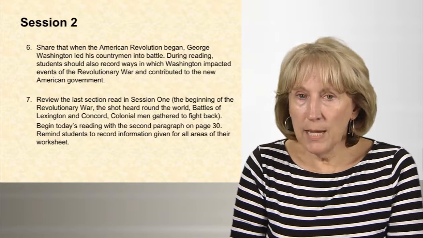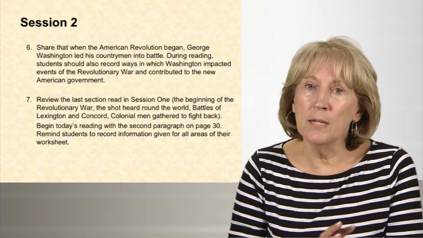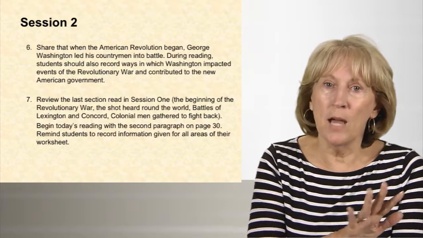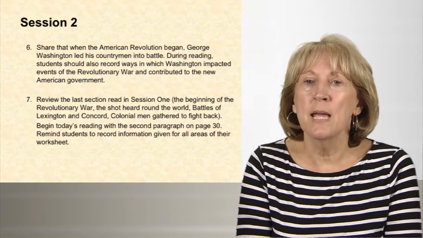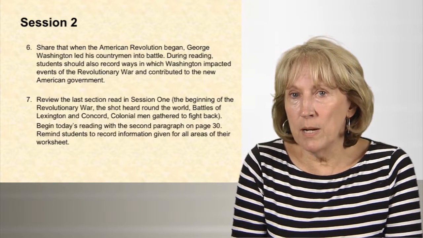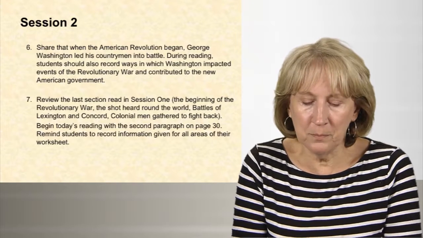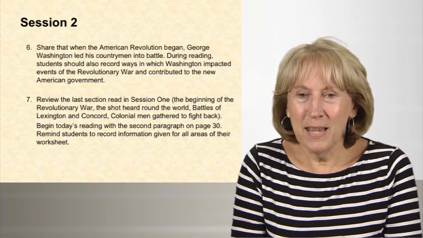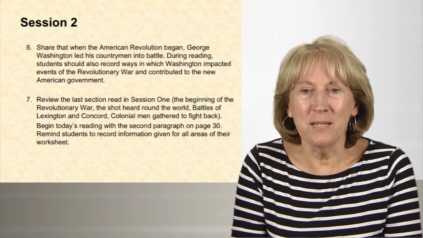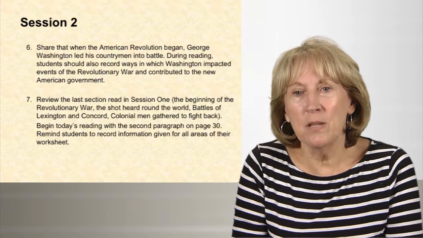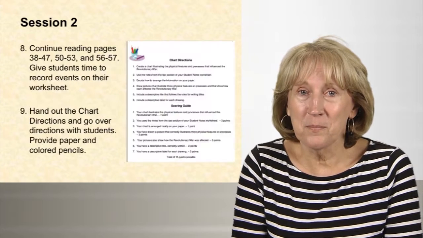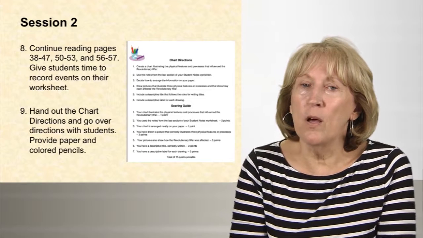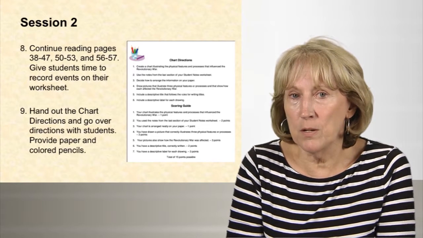You're going to start today by reading a paragraph that gives a little bit of background. We had the shot heard around the world, we had the battles, and now in this paragraph, the Constitutional Convention, the Continental Group has chosen George Washington to be the leader of their army. So we're going to continue reading. You see the different pages where we give all the students the time to record their events.